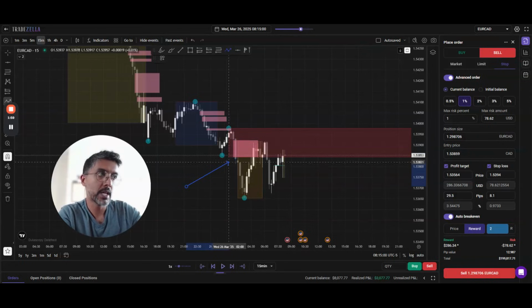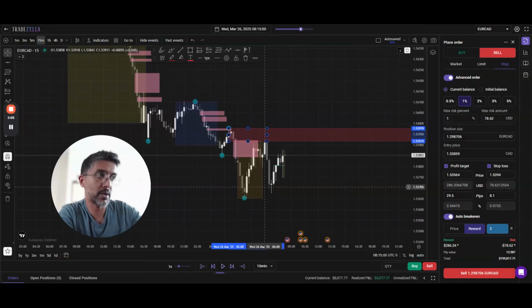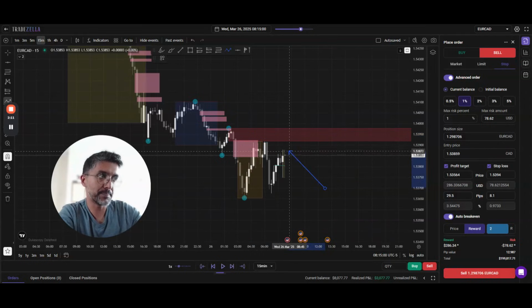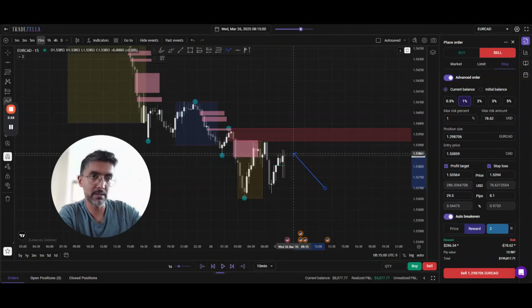So we have that, but we can see that London session has happened before we ever woke up, and this part of the supply zone remains. Now we're interested in price coming back into this zone, collecting any remaining orders, showing us that there is seller pressure there, so that we can target this low as a profit target destination.